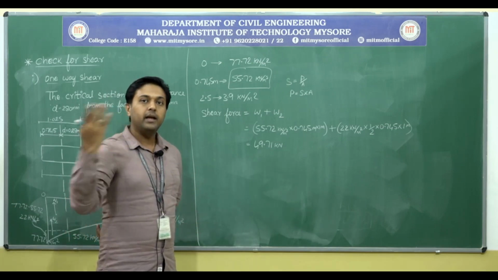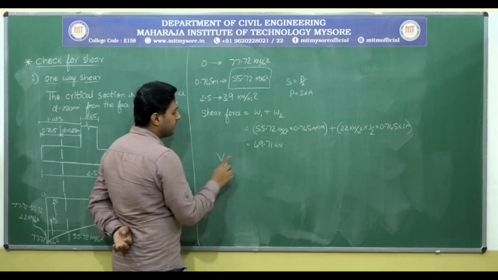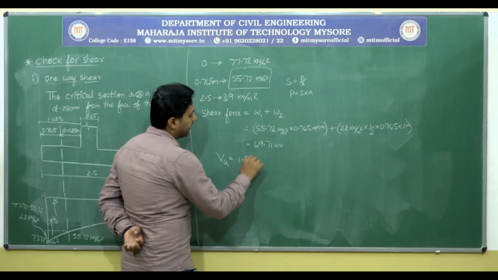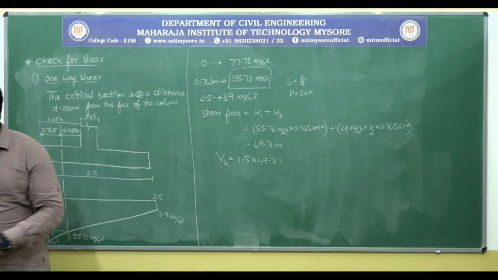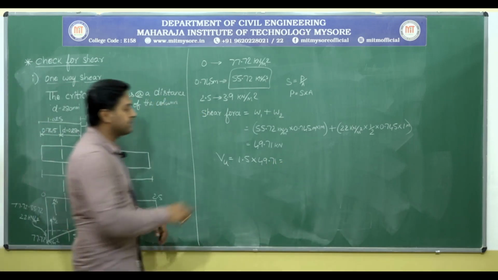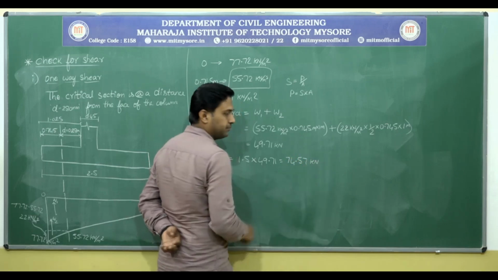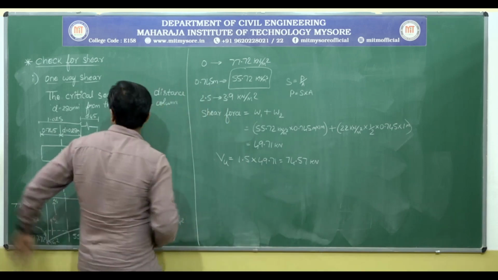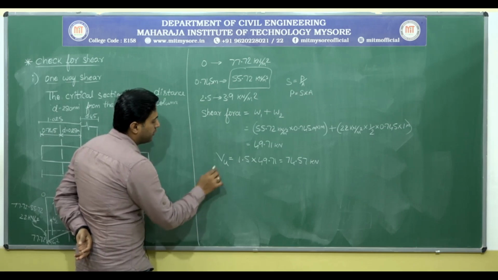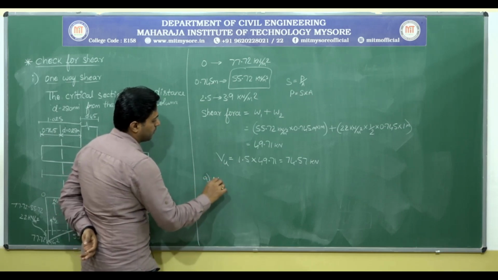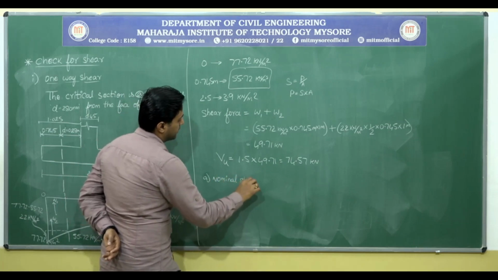Now I want the multiplication factor, it means that I want the maximum value. So Vu, shear force means V, Vu I want. So it's 1.5 into 49.71. The value that we are getting here is 74.57 kilonewton. I got the Vu value. Now, as the heading itself indicates, let me go with the check for shear. First one, nominal shear stress.